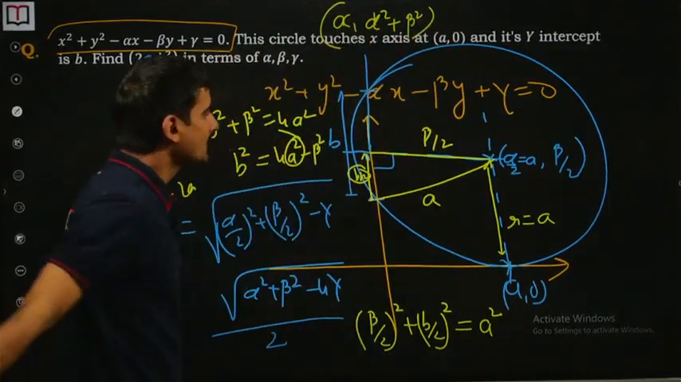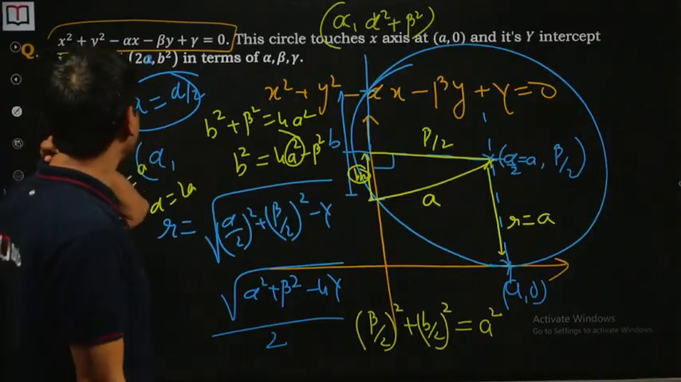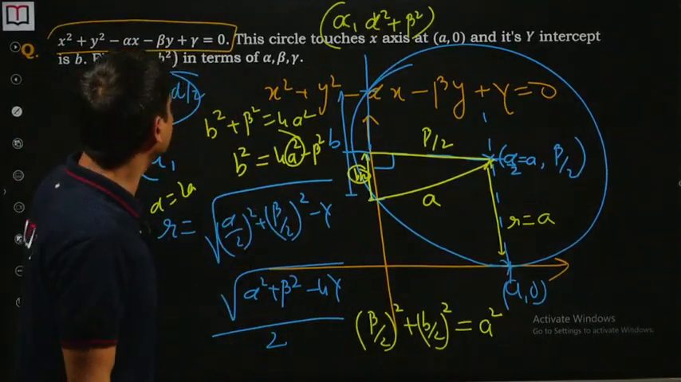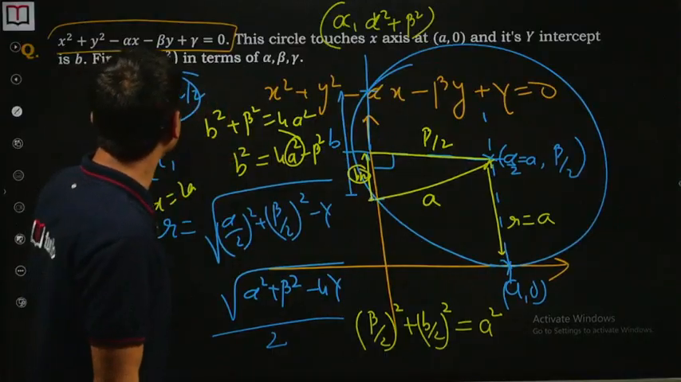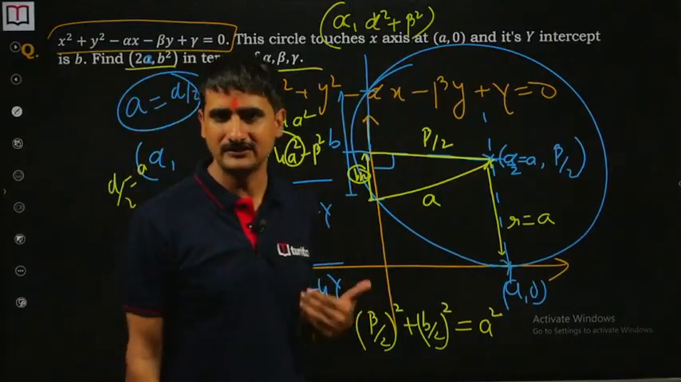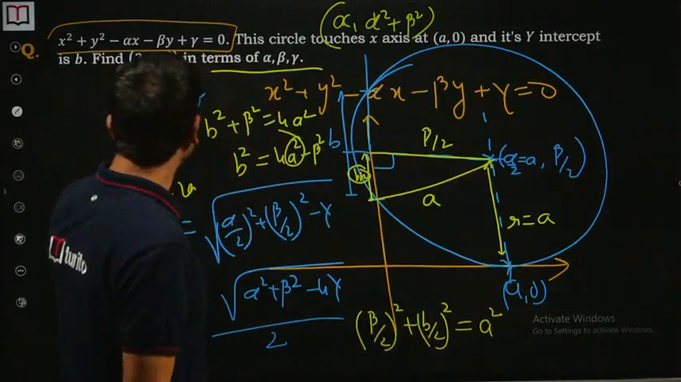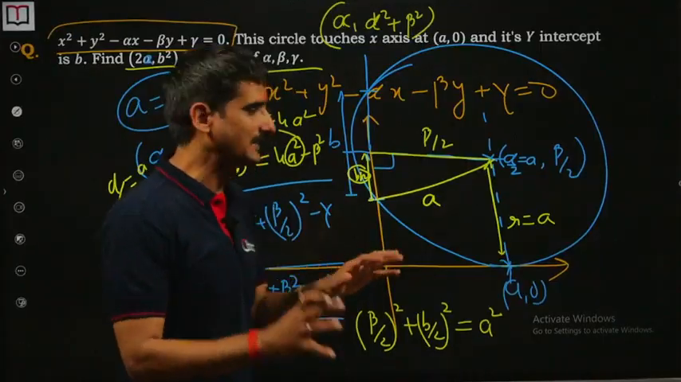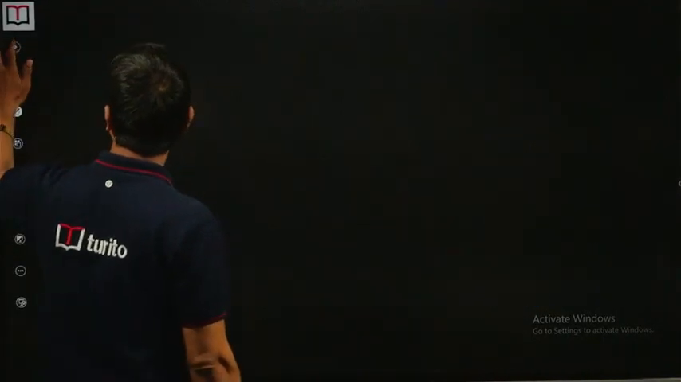That's it. So we have to get 2a and b square in terms of, I don't know, what had been the exact options, because getting it in terms of alpha, beta, gamma doesn't make any sense. How would they have given the options? But they might have asked 2a plus b square, something like that. Anyways, we got it. So moving to the next one.